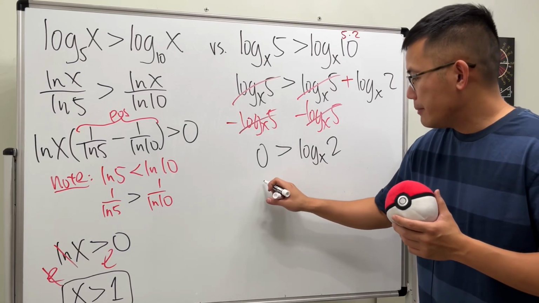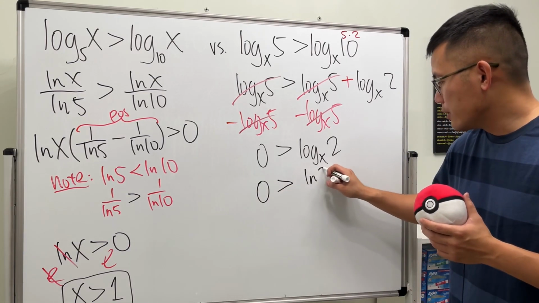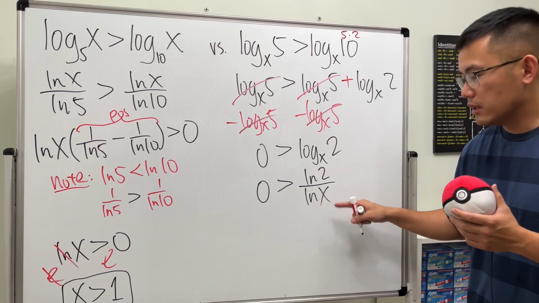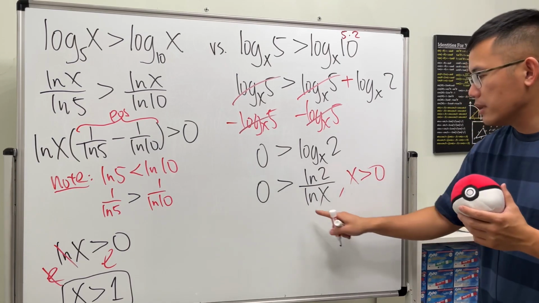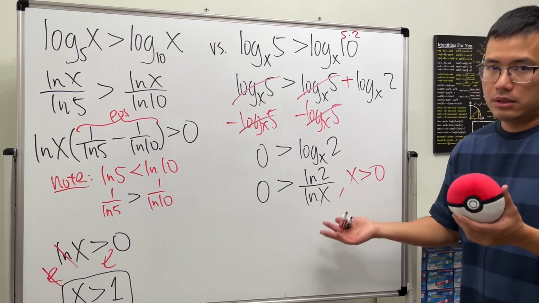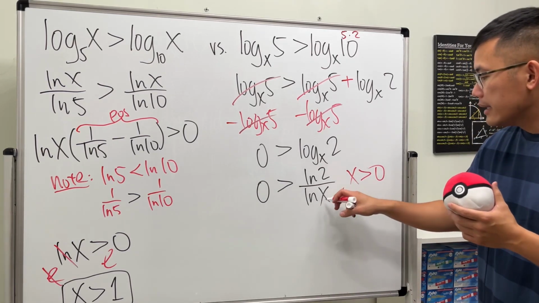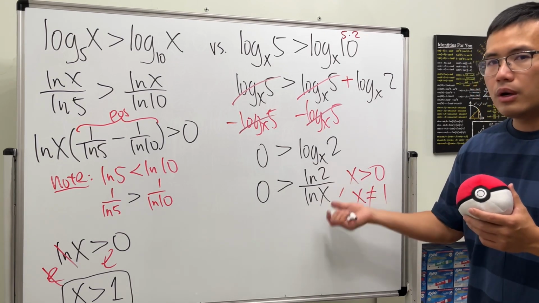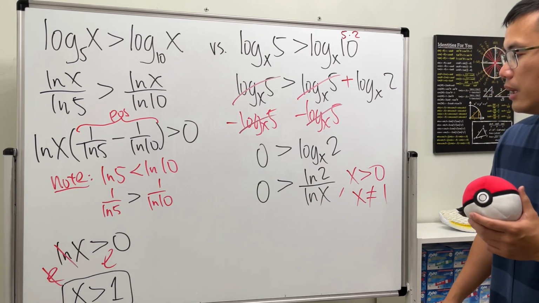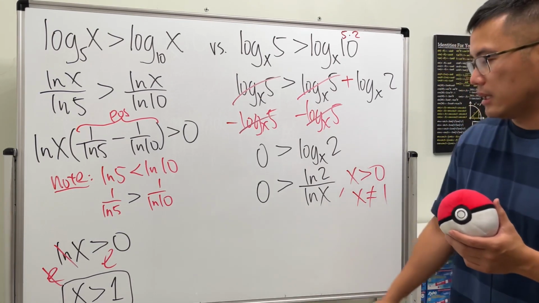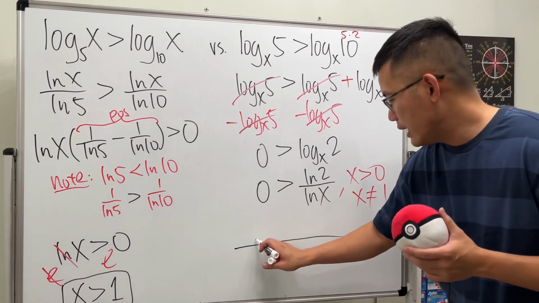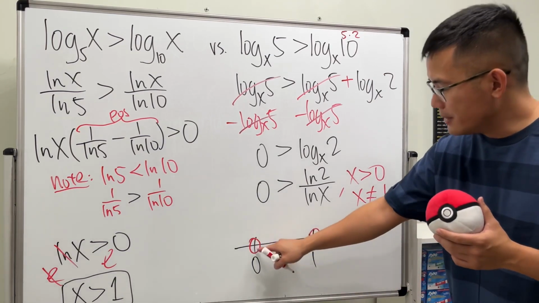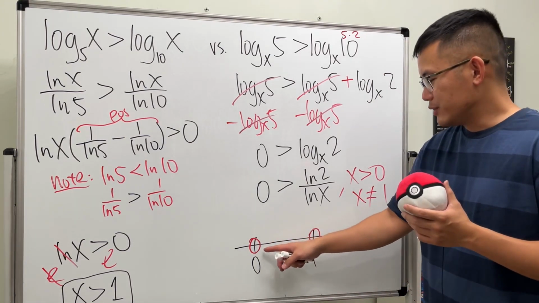Have a look. I'm going to write it as 0 is greater than ln 2 over ln x. When we have this right here, first thing, we have to make sure x is greater than 0, because otherwise ln of a negative number is not defined. On the other hand, x cannot be equal to 1 either, because ln 1 is 0, and the bottom will be undefined as well. So right here, you can just do a number line test. We have 0 and 1, with open circles here, because you can't have these two numbers.